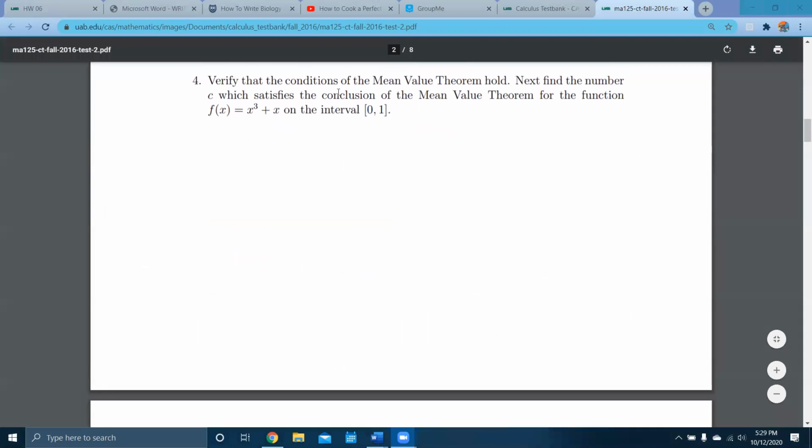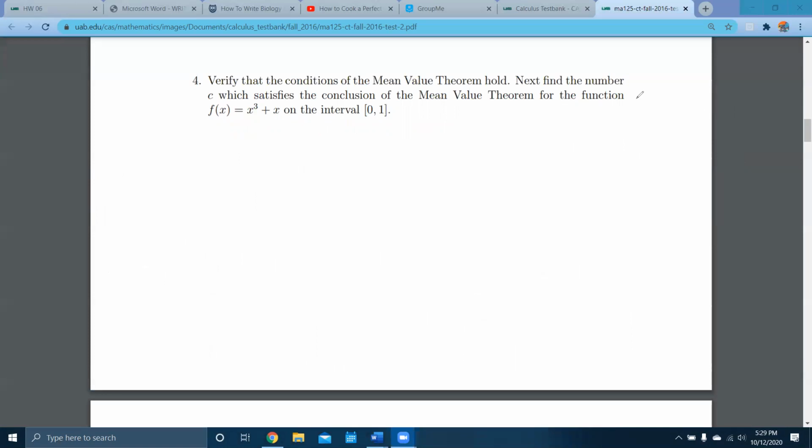All right. And on number 4. Verify that the conditions of the mean value theorem hold. Next, find the number c which satisfies the conclusion of mean value theorem for the function f of x equals x cubed plus x on the interval 0 to 1.